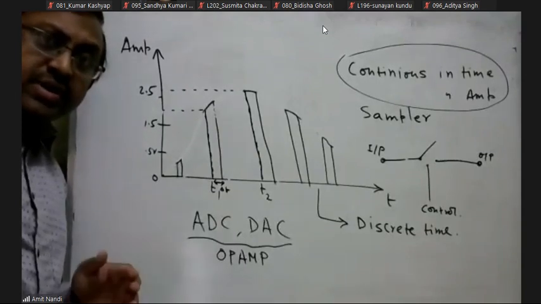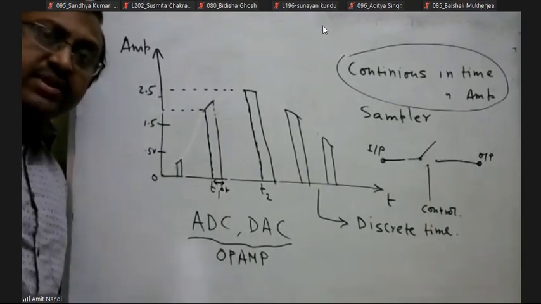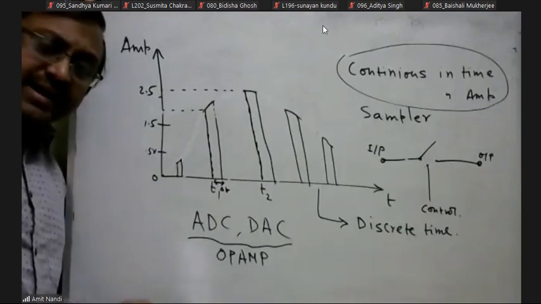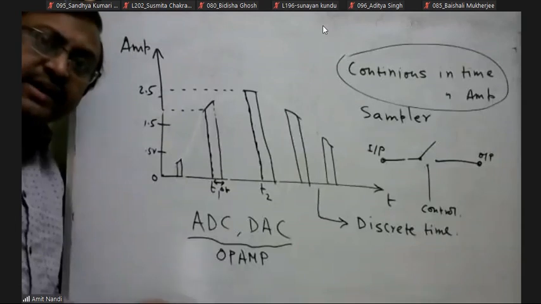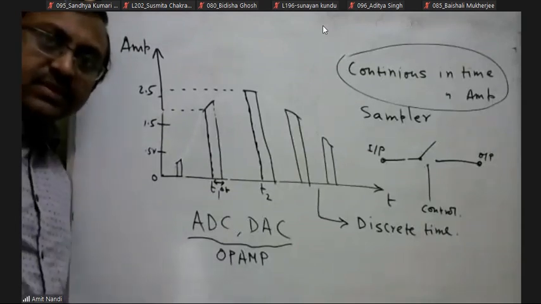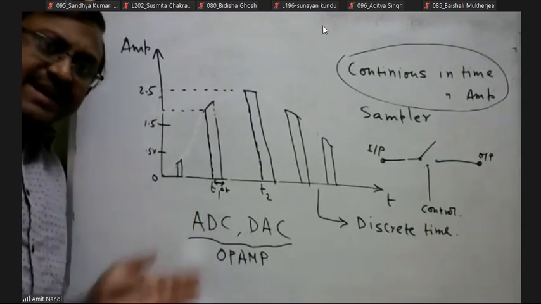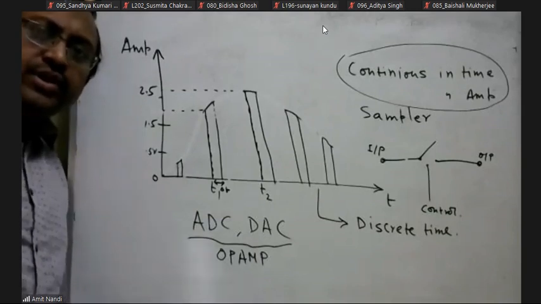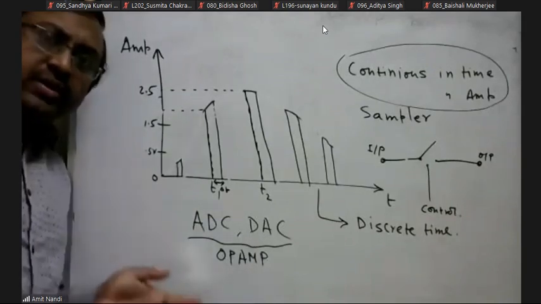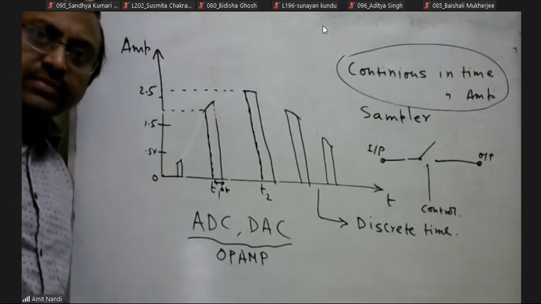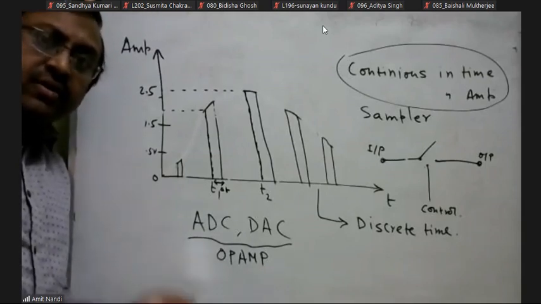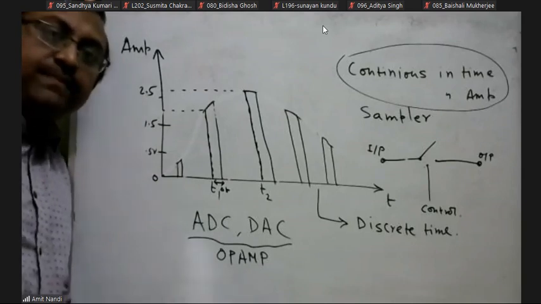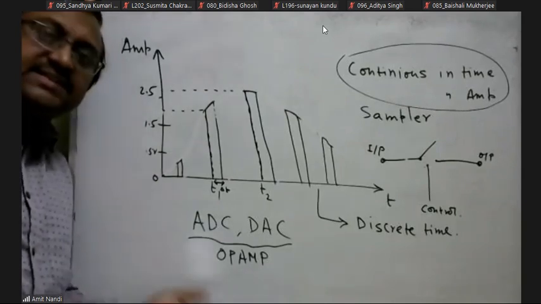We also know about the PIN diode, which can convert a light signal, an optical signal, into an electrical signal. That means from the light signal it can be converted into a voltage or current signal. And with the light emitting diode, we can convert the electrical signal into an optical signal, that is, electrical signal to light.